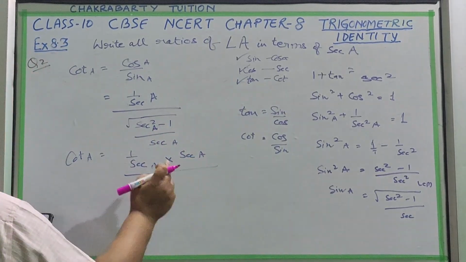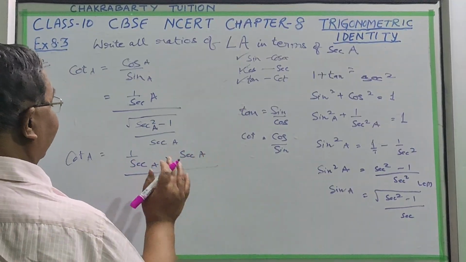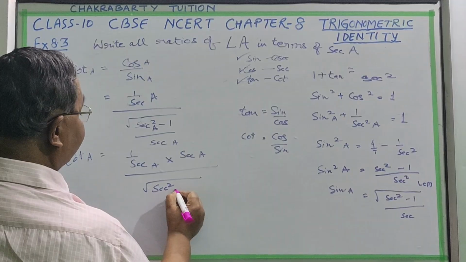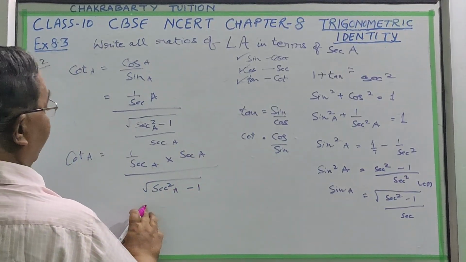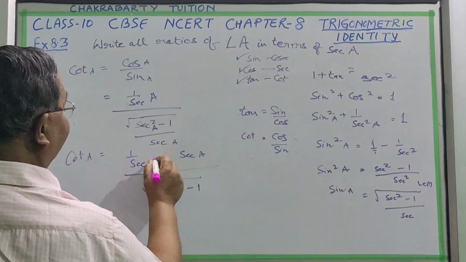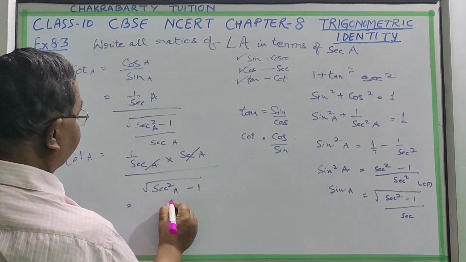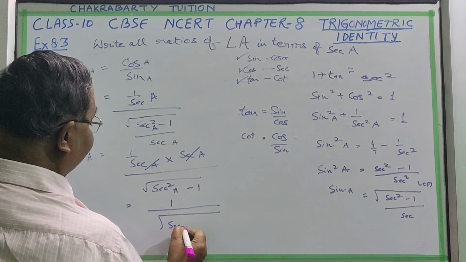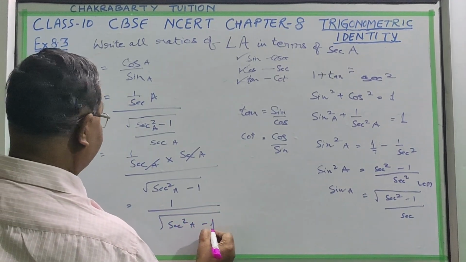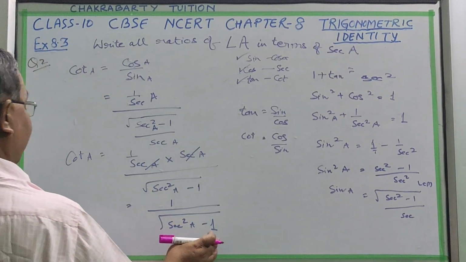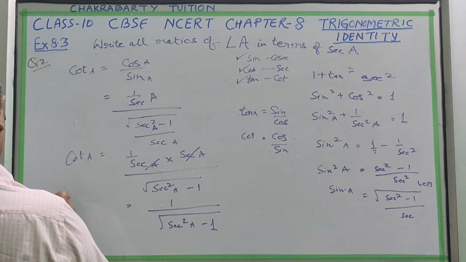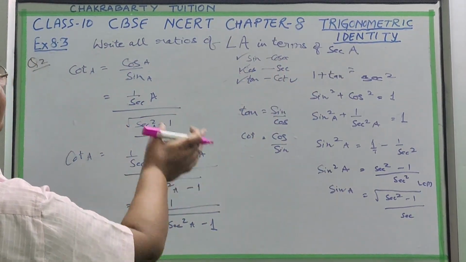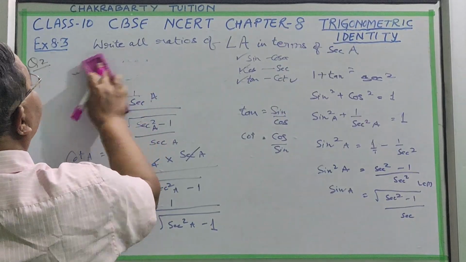If I forget to write A, you make it, A is always there, upon under root sec square A minus 1. So here sec A and sec A you can cut. What will remain? 1 will remain on the upper side, and on the lower side, under root sec square A minus 1. So this is 1 upon under root sec square A minus 1, it is your cot. So cot we have found. Now only cosec is remaining. So we will rub all and we will find the cosec also.